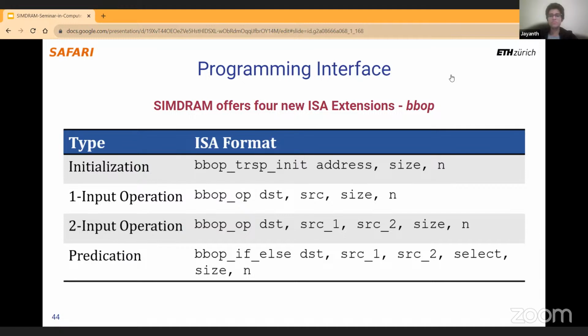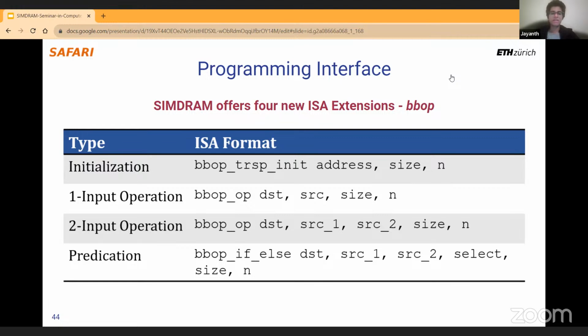Yeah, and with regards to the programming interface that SIMDRAM provides, we have 4 new ISA extensions. And as I said, these are represented by bbop. And first, we have the initialization instructions, which basically initialize the data that we want to operate on by transforming them into the vertical data layout so that we can use SIMDRAM operations to process them. And then we have 1-input and 2-input operations, and several operations can be augmented by the user himself or herself.